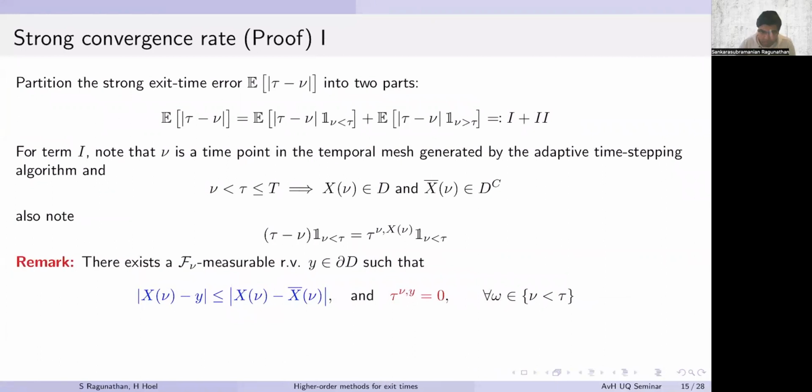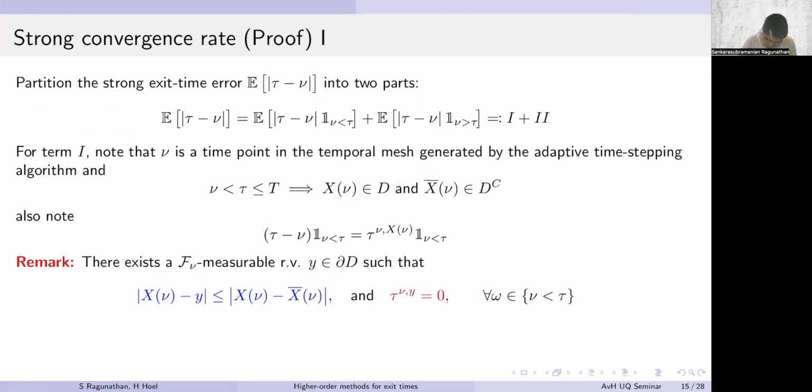So what's the idea behind the proof for the strong convergence rate? First, we are interested in computing the strong error rate given by this term here. So we split it into two components, one relating to the numerical process exiting before the actual process, and the second term relating to the numerical process exiting after the actual process. For term one, it is important to note that as the numerical process exits before the true process, you can consider that at the time of exit, the numerical process is outside the domain, which is given by this D complement, and the actual process is still inside the domain.